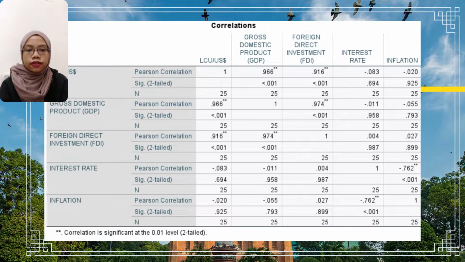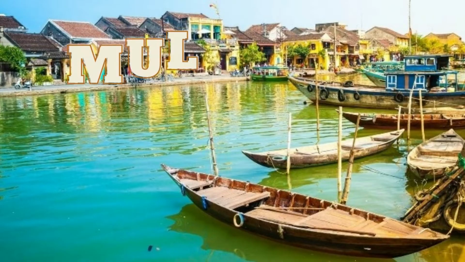The value of interest rate is negative 0.083, while for inflation it is negative 0.020. Thus, both of the factors show a negative correlation with the exchange rate. We can confirm that if the interest rate and inflation increase, the exchange rate of the Vietnamese dong will decrease.